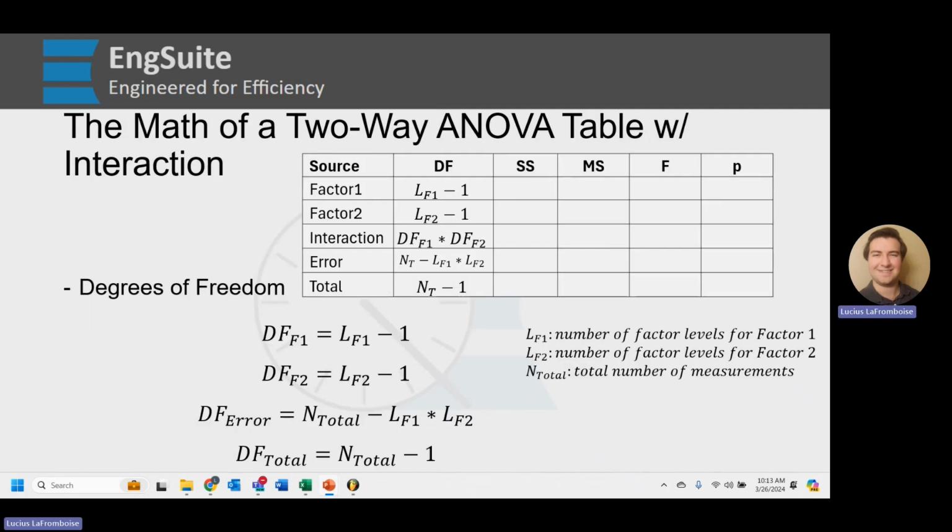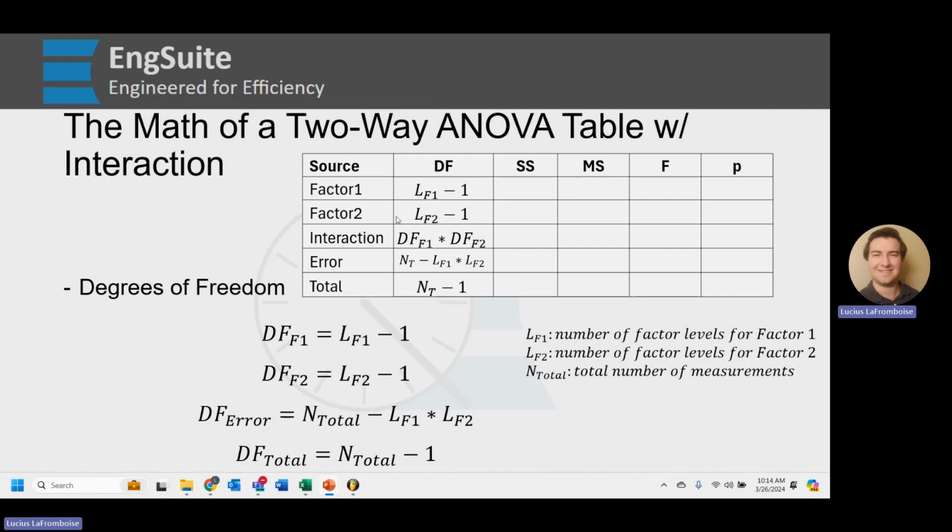And the math, we're going to do it first with interaction, and then, because as you saw with this data, there is no significant interaction, we're going to rerun it without the interaction. So first interaction, then without. Degrees of freedom, pretty easy. For factor 1, it's just the number of factor levels minus 1 for factor 1. So the number of levels for factor 1 minus 1. Factor 2 is the number of factor levels for factor 2 minus 1.